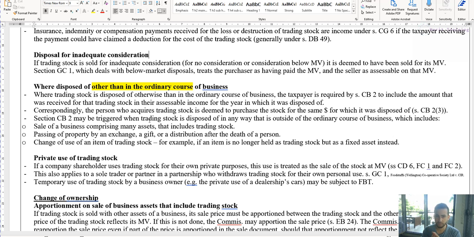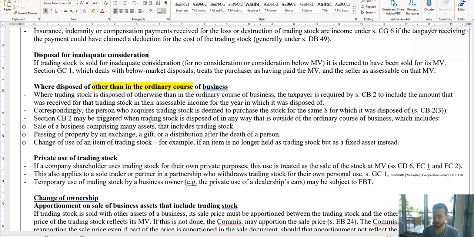Or it could be the passing of a property. So you could be selling it. It could be an exchange, gift, or distribution after the death of a person. It could be the change of use of a trading stock item. For example, you are changing your business purpose, so you're no longer a property developer. You're now holding the property on revenue account because you're no longer carrying on that business. The trading stock would then no longer be a trading stock item, so it would be a deemed disposal in that case.